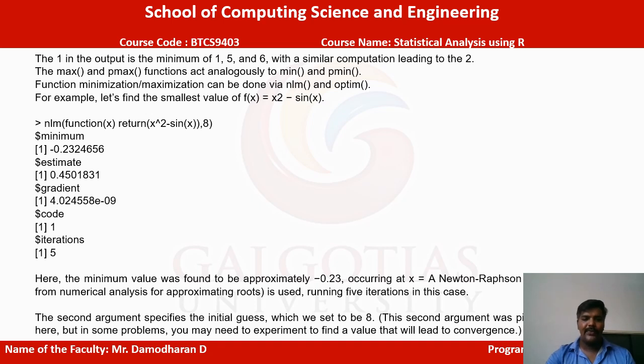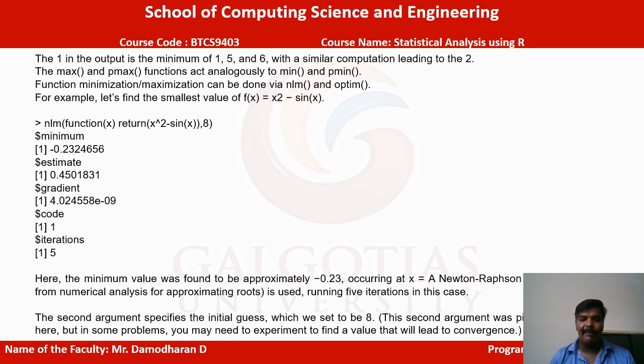The next one is for minimum, estimation, gradients and score. This code takes the entire formula to print. So this is our output. The minimum is 1 comma 5 comma 6. This is a simple combination of those values, and it leads to the value 2.